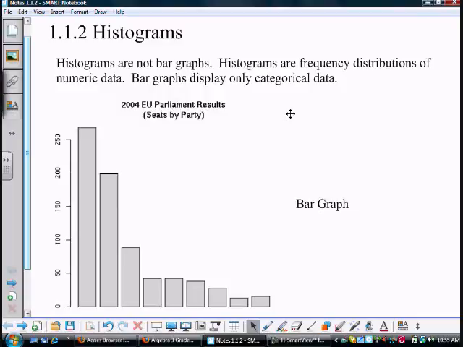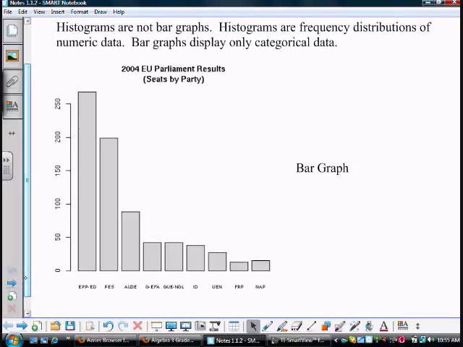All right, histograms. Histograms are not bar graphs, although they look a lot like bar graphs. Histograms are for graphing numeric data. Bar graphs display categorical data.